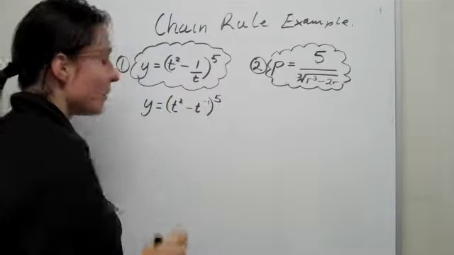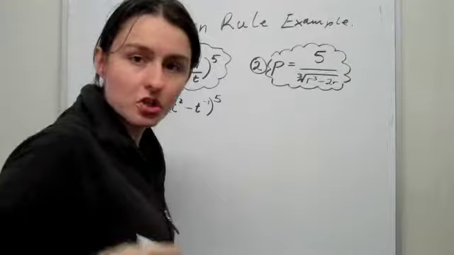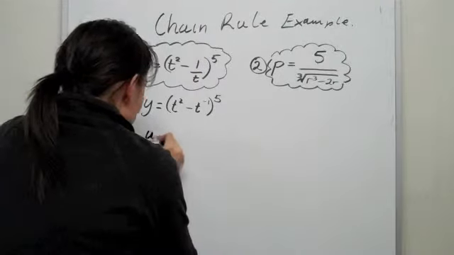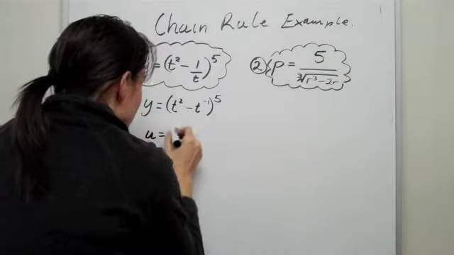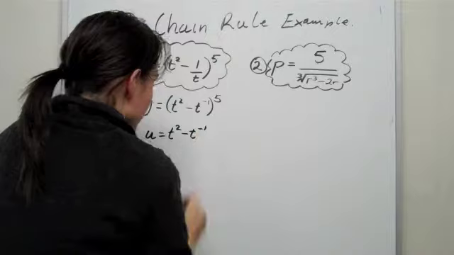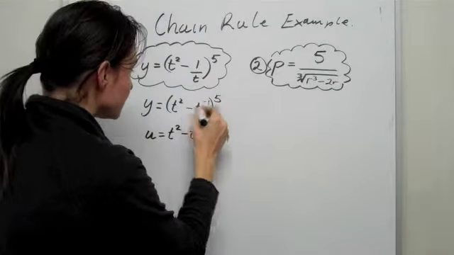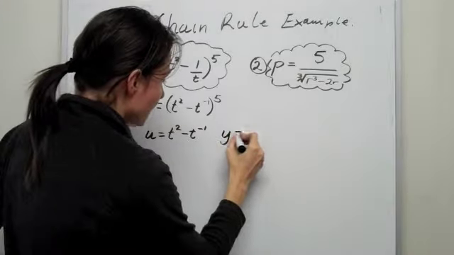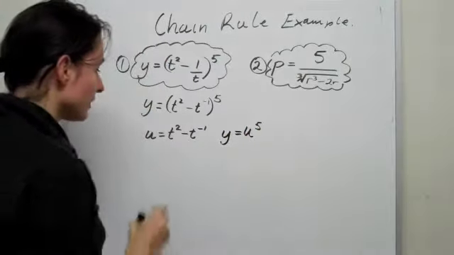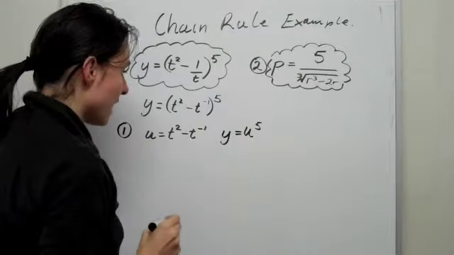Now what you're going to do is, remember, you're going to have to make a substitution of u or whatever letter you feel like, but we'll stick with u because that's what they have in the textbooks. So let's have a look. t squared minus t to the -1, that's your u value, and then you can say that basically your y is equal to u to the power of 5. Okay, so we've got these two. Remember, that was our first step that we take.